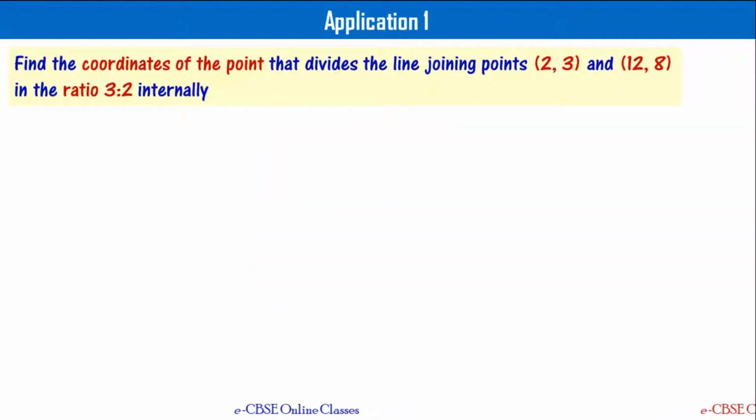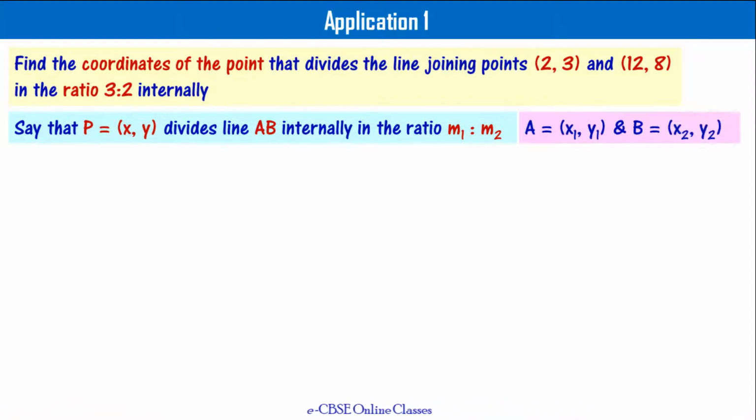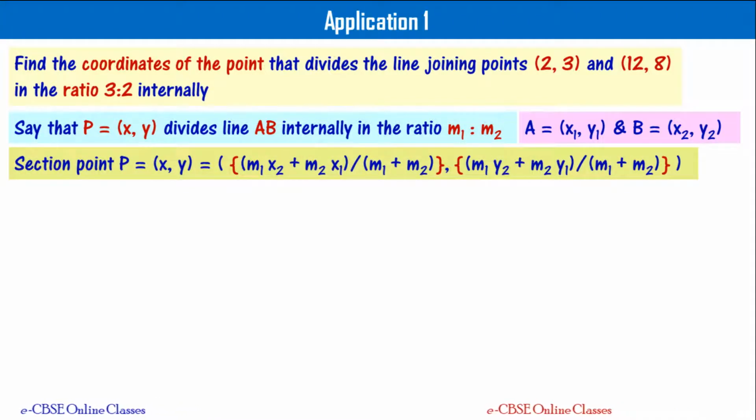Let's take a look at an application problem. In this problem, we are asked to find the coordinates of the point that divides the line joining points 2, 3 and 12, 8 in the ratio 3:2 internally. Let's say that P equal to x comma y divides line AB internally in the ratio of m1 is to m2, where A equal to x1 comma y1 and B equal to x2 comma y2. For that, section point formula can be written as given here.